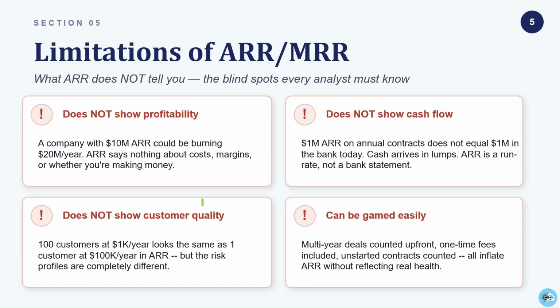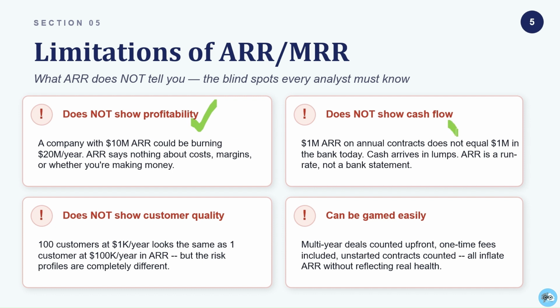Now, let's discuss the limitations of ARR and MRR. First limitation is it does not show profitability. Let's suppose a company has $100 million of ARR, but here we are only able to understand its revenue, not its cost. It could be burning cash of $20 million a year. It could be having huge costs in the business. So that is something we are not aware of.